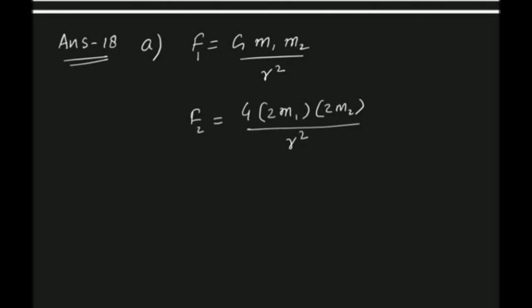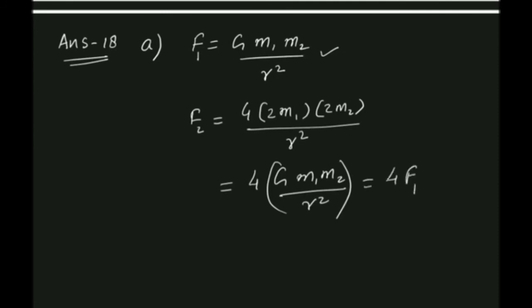Alright, so 2 2s are 4, you will take 4 common out of it, G m1 m2 upon r square. Now see carefully, it is the same value which I have written in the bracket, which is actually F1. So I should write here 4F1. So it means the new force will become 4 times.